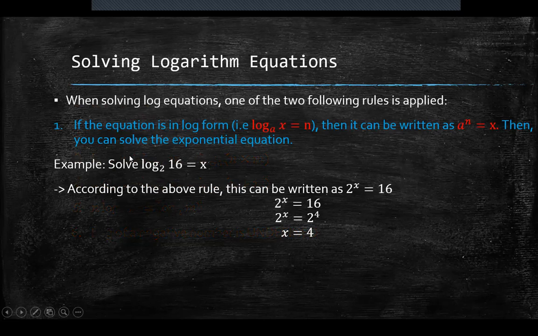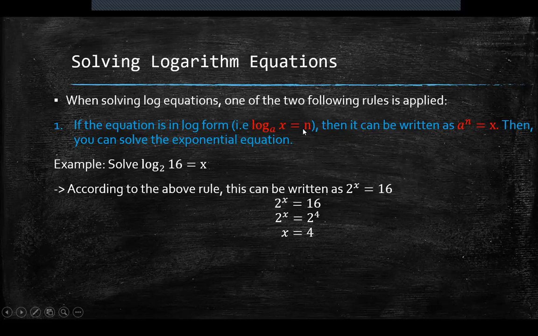So this first one: if you're given an equation in log form, for example, if this was a question, they told you to solve log of 16 to the base 2 is equal to x. That's log form. If you're given log form, then we know that log form can be written into exponential form. The log form and the exponential form are related, right? If this is my log form, log of x to the base a is equal to n, then exponential form is a to the power of n is equal to x. So that's the first way you solve log equations.